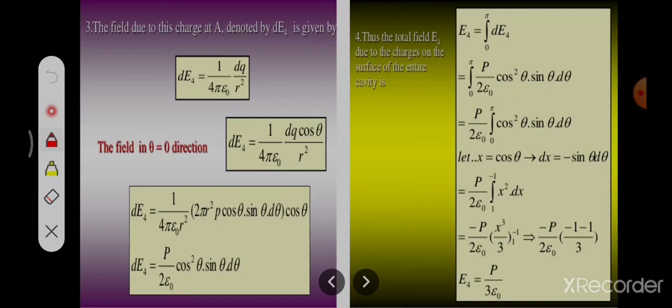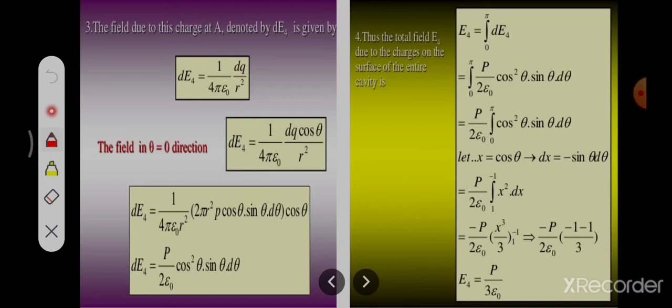By keeping the constant aside, that is P divided by 2 epsilon naught, integral of 0 to pi cos square theta sin theta d theta. Let x is equal to cos theta and dx is equal to minus sin theta d theta, and by evaluating the integral of 0 to pi cos square theta sin theta d theta, that is P divided by 2 epsilon naught into integral 1 to minus 1 x square dx.